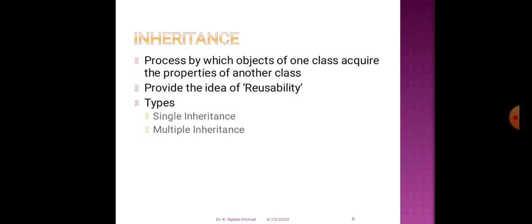And basically we have two types of inheritance. One is called single inheritance, another is called multiple inheritance. So what is single inheritance? When we inherit a derived class from one base class, then it is considered to be a single inheritance. What is multiple inheritance? When you inherit a derived class from more than one base class, then it is considered to be a multiple inheritance.